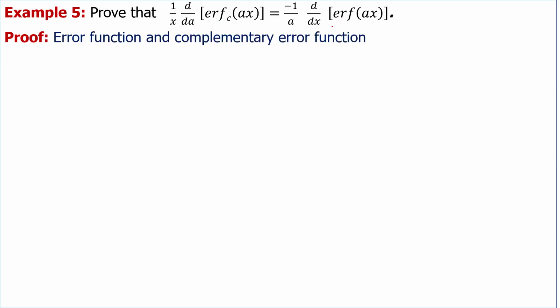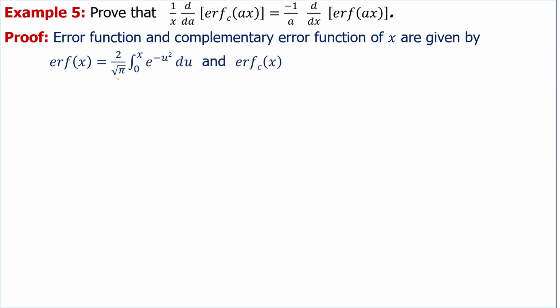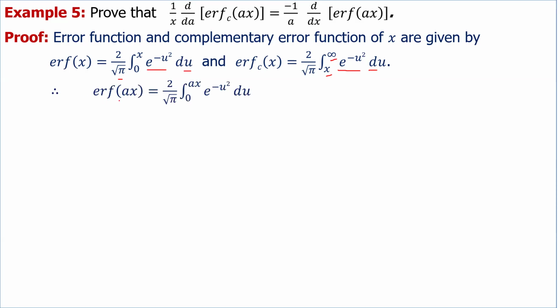The error function and complementary error function are given by: erf(x) is equal to 2 upon root pi integration under the limit 0 to x of e to the power minus u square du, and erfc(x) is 2 upon root pi integration under the limit x to infinity of e to the power minus u square du. So let us replace x by ax in both. Only this will change, nothing else. Let us take the left hand side.